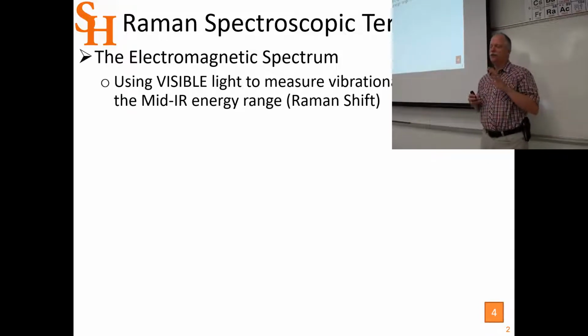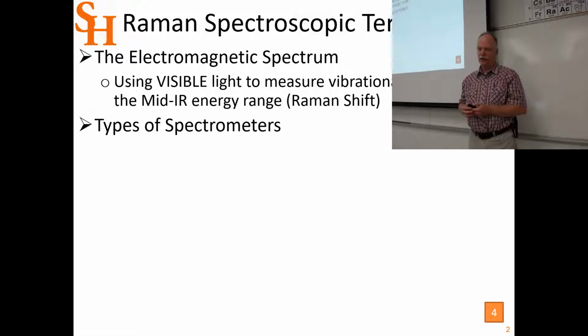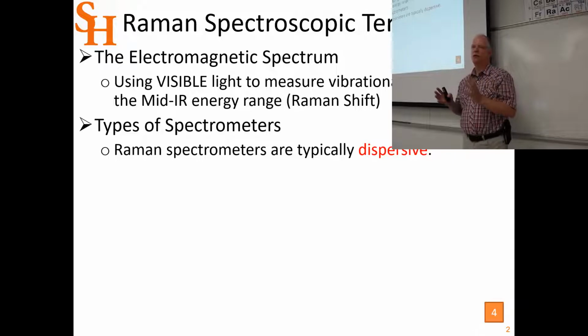Okay, so we're using visible light to measure vibrational properties in the mid-infrared. So if you think about that, we'll just have a slide on this where we're showing the visible spectrum and what the difference in those photons are. They show up in the mid-infrared region. The types of spectrometers, we had last time two types. We had dispersive spectrometers and we had interferometric spectrometers that use some sort of either frequency difference or mirror displacement in an interferometer. Well, most of your Raman spectrometers are dispersive.